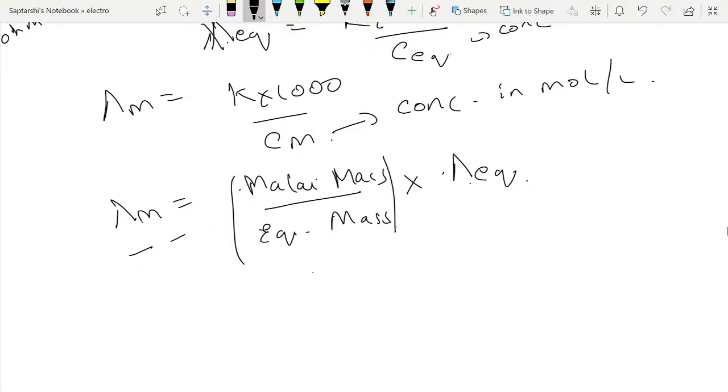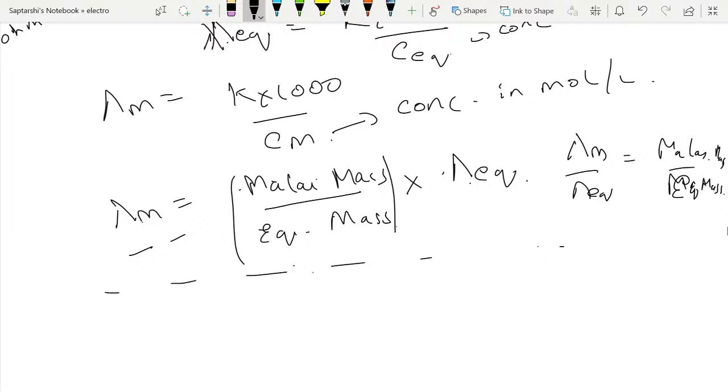Sometimes all these things are very tricky to remember, which one is above and which one is below. So you can just remember, if you do lambda m by lambda eq, you will get molar mass by equivalent mass. So it's directly proportional to the mass. For remembering's sake, you can use this trick. Okay, and having the physics covered, I'll move on.